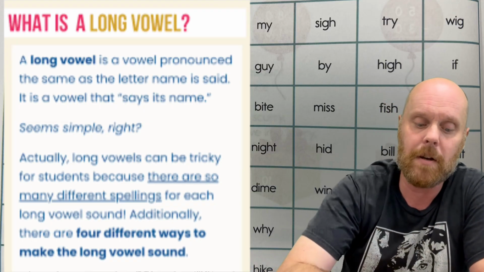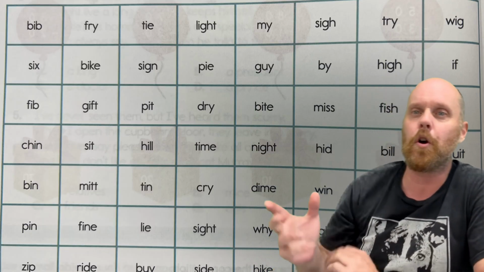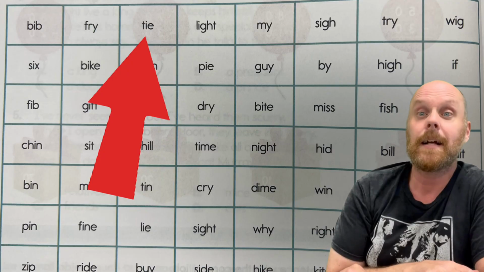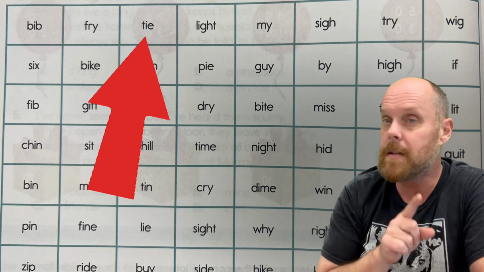Take for instance, the third word on our chart here. It's a tie. Listen carefully. Tie. Did you hear the letter I? You did, didn't you? So that would be a long I word. So we would color that blue.